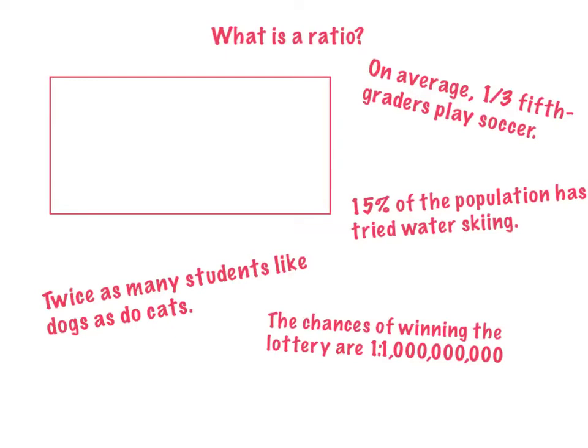I have for you here some examples. On average, 1/3 of 5th graders play soccer, 1 out of 3. 15% of the population has tried water skiing. Twice as many students like dogs as do cats. The chances of winning the lottery are 1 in 1 billion. So those are all examples of ratios. Can you think of what makes a ratio then?